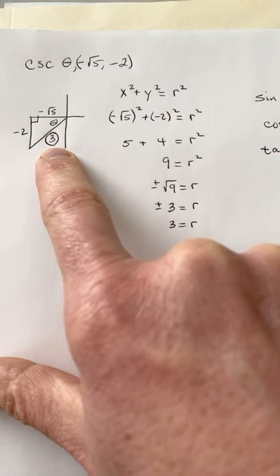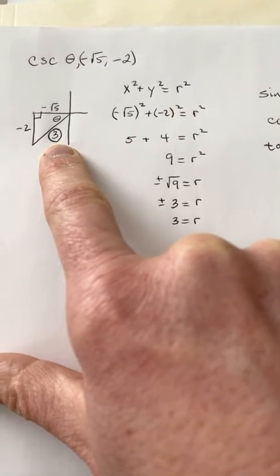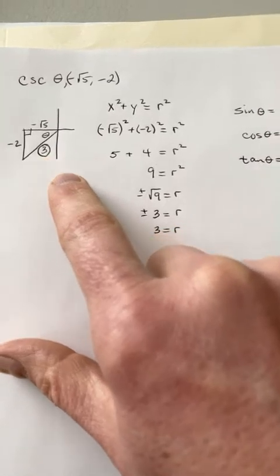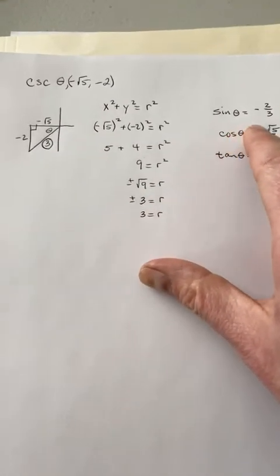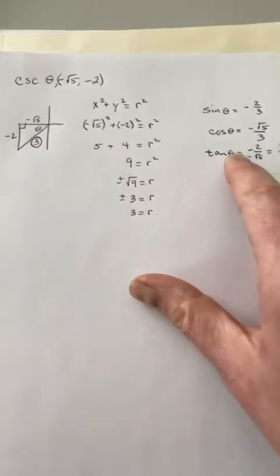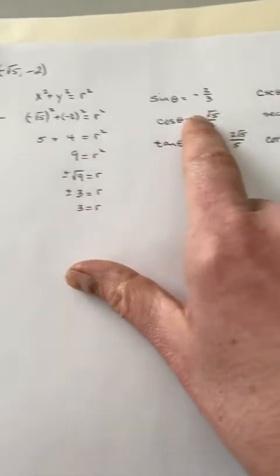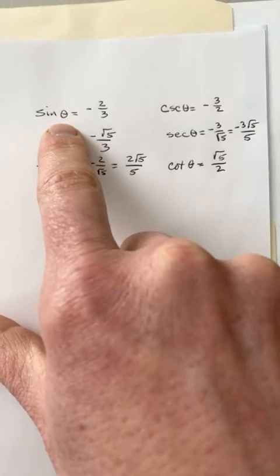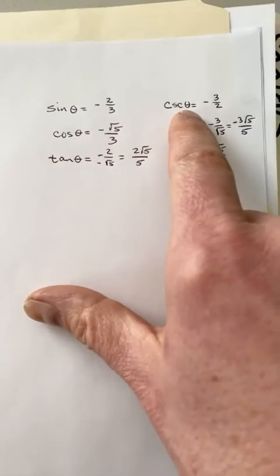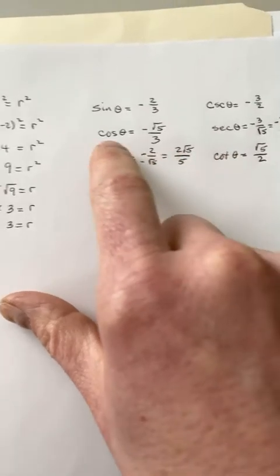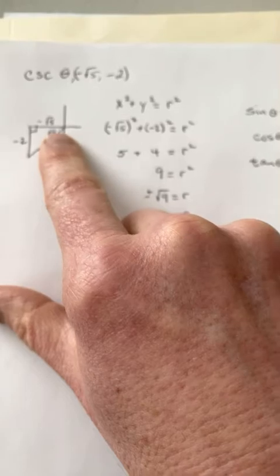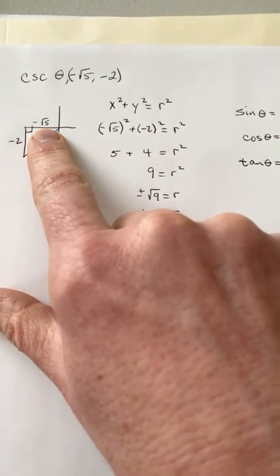And then to find all 6 trig functions, I just look here. To find the sine, it is just the ratio of opposite over hypotenuse, so -2 over 3. And it doesn't matter where the negative goes, but you can see here, for each one of these, I've got sine of theta. So I'm making sure to put theta in there for each one of these. Then cosine is going to be the ratio of adjacent over hypotenuse. So the adjacent is negative square root of 5, and the hypotenuse is 3, so that's cosine.